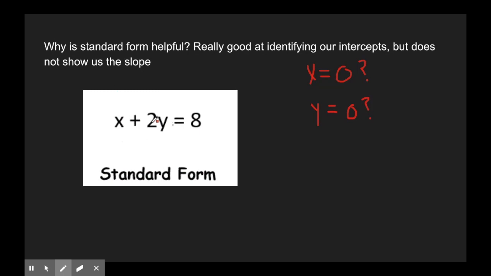So if I look at standard form like this, if x was 0, if this was just 0, what would y have to be? 4. That's the only way that would work, right? So I know that I have a point at 0, 4. And then I'm going to do the same thing where I ask myself this hypothetical question, where this time I'll say, what if the y is 0? 2 times 0 is 0. So what if I had nothing there? What does x have to be? It has to be 8. 8, 0. And now I have 2 points, and I can make a graph.